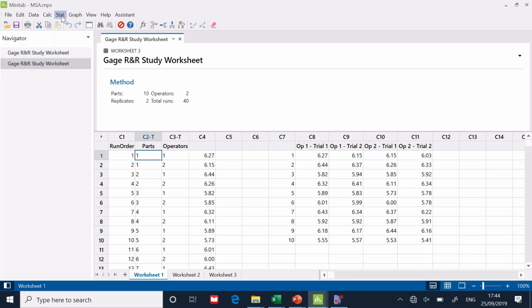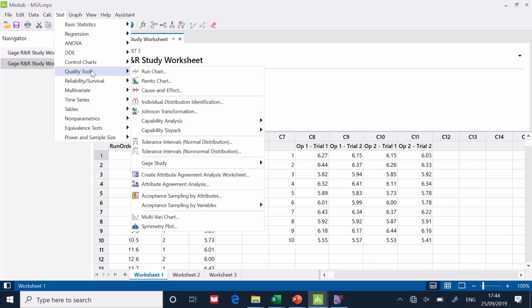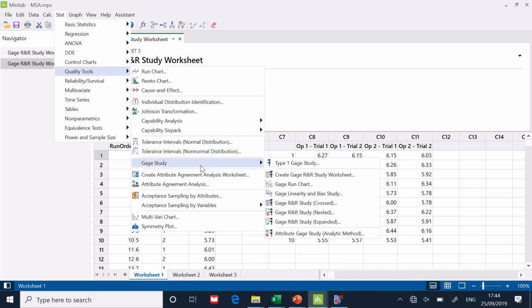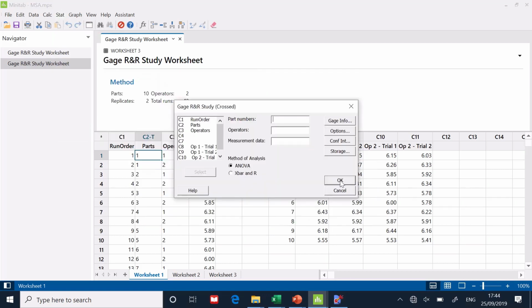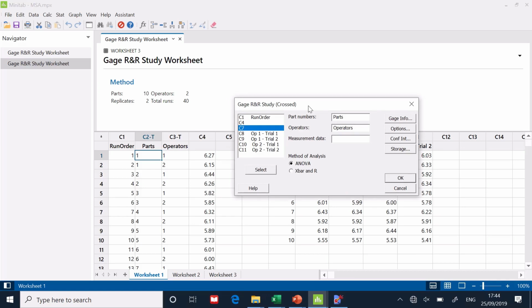Let's do that. Stat, Quality Tools, Gauge Study, and we're going to choose crossed. Let's go there. And it says, okay, where are the part numbers? Now, weirdly, it ought to know this, but it doesn't. I have to tell it. Parts are in the parts column. Operators are in the operators column. And where's the data? It's in the C4 column. So the measurement data is in C4.